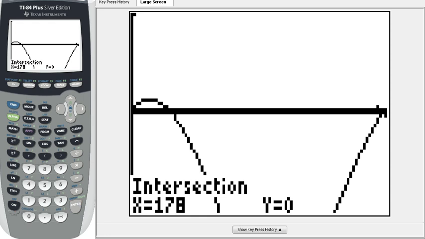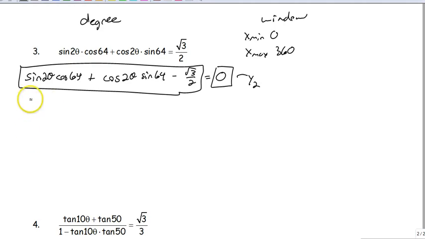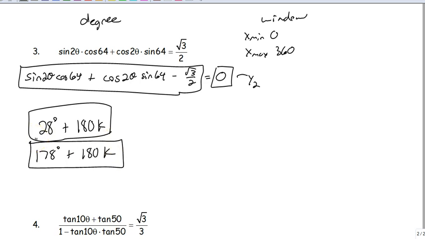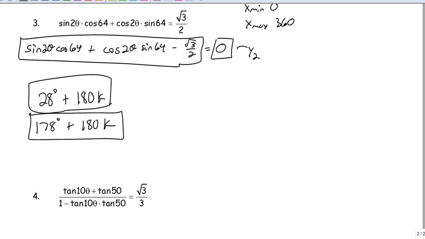So the 2 answers for this problem are 28 degrees plus, again, we talked about this, the period is 180K for this one, and 178 degrees plus 180K. It is not 360 because 360 gave us 2 cycles. And you could have guessed that anyway, because if it says sine of 2 theta, you divide 2 pi by 2, you get a period of pi, or 180.